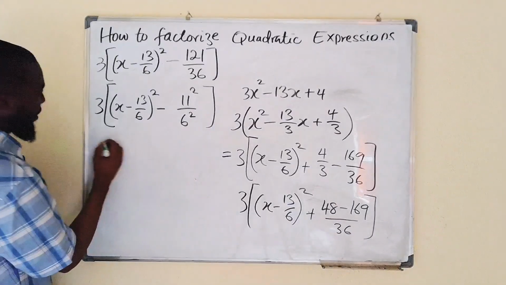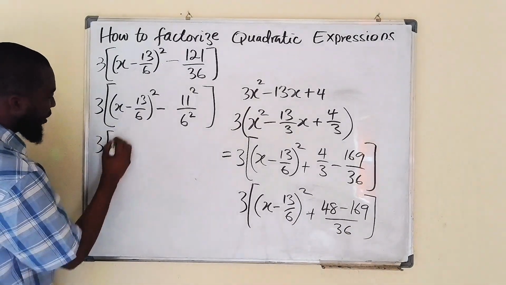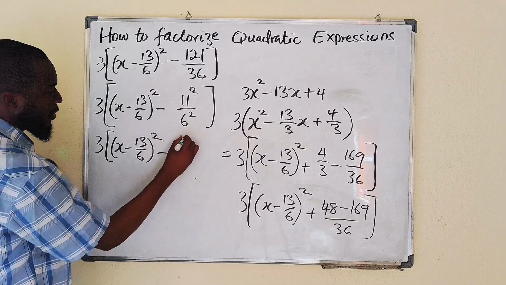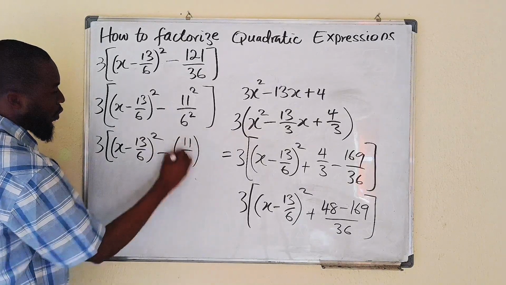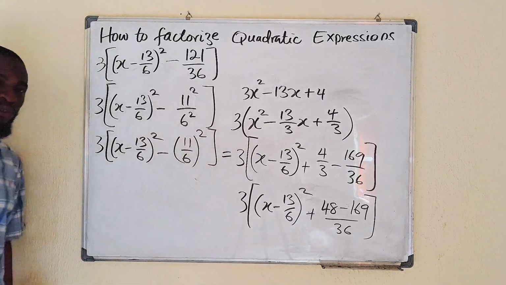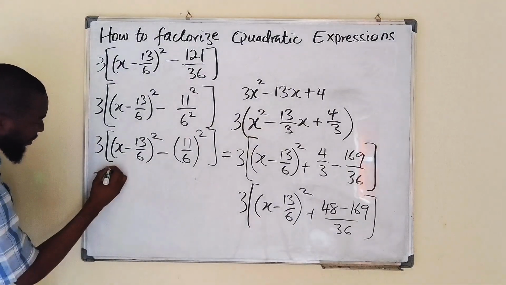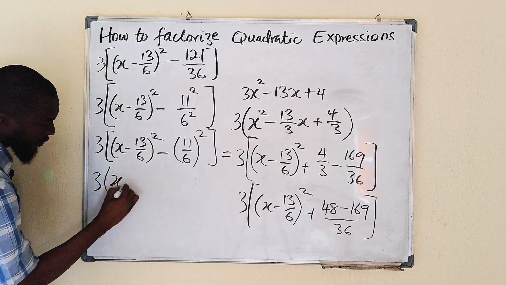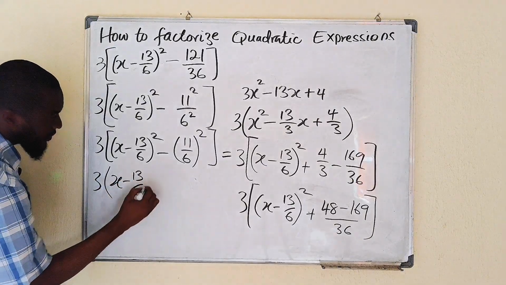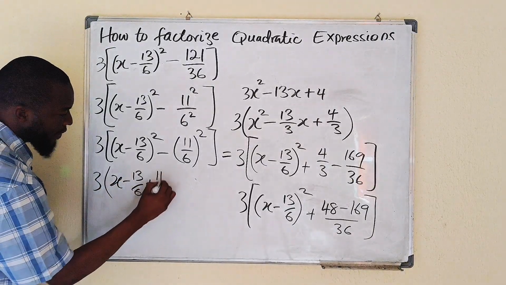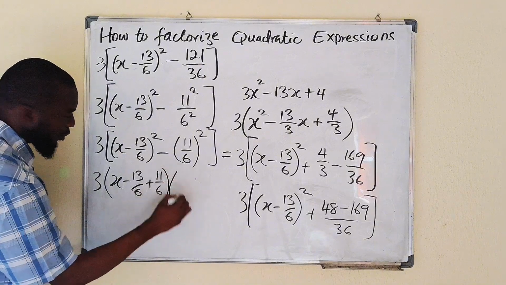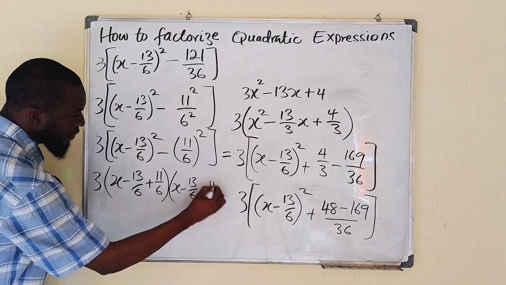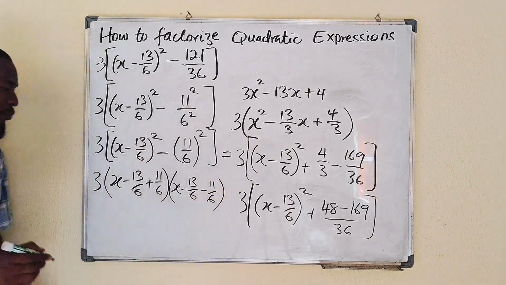So we have 3 multiplied by x minus 13 divided by 6 whole squared minus 11 divided by 6 whole squared. Now we have a difference of two squares. This is 3 multiplied by, the first one is x minus 13 divided by 6 plus the second one, which is 11 divided by 6. Then you multiply by x minus 13 divided by 6, then you subtract 11 divided by 6. Let's simplify.